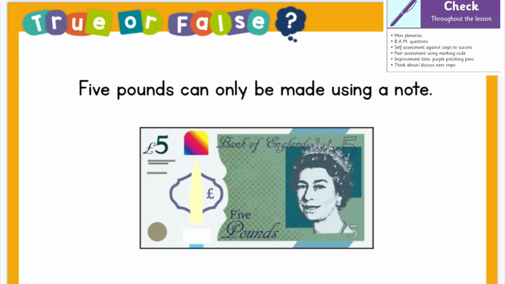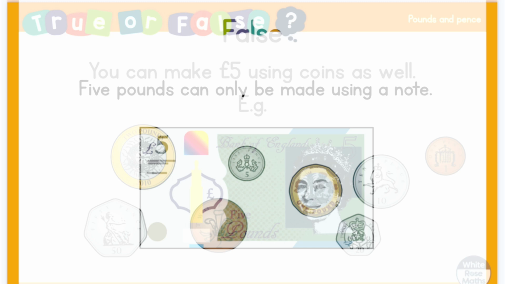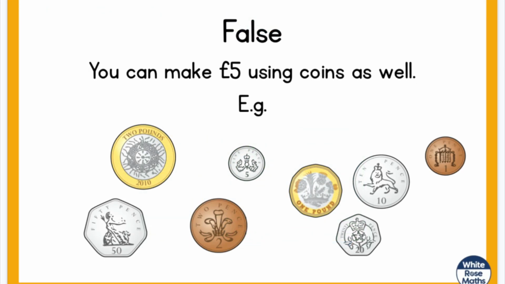This is our checkpoint. True or false? £5 can only be made using a note. Pause and discuss. That's right, it's false. We can make £5 using coins as well. Today, we're going to explore the coins that we could use to make different amounts.